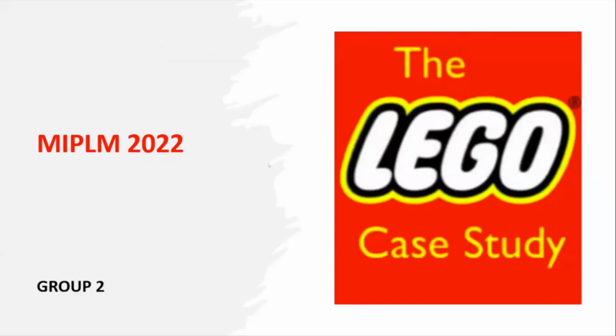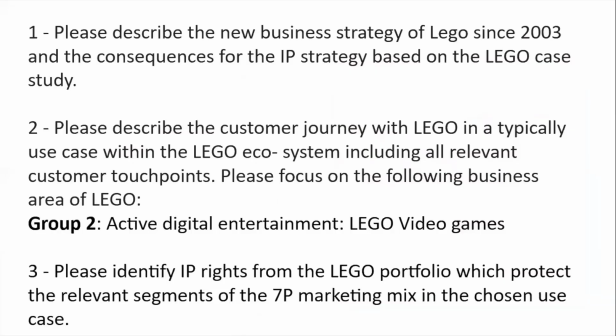So we are going to be talking to you about the Lego case study and more precisely about the following points. I will start off by giving you an overview of the business strategy of Lego since 2003. Then Motion will describe the consequences for the IP strategy. After that, Sinara will go on with the 7P concept, and Sachin will present the customer journey, especially for the active digital entertainment, the Lego video games. And at the end, Andreas will go on to describe and identify IP rights.